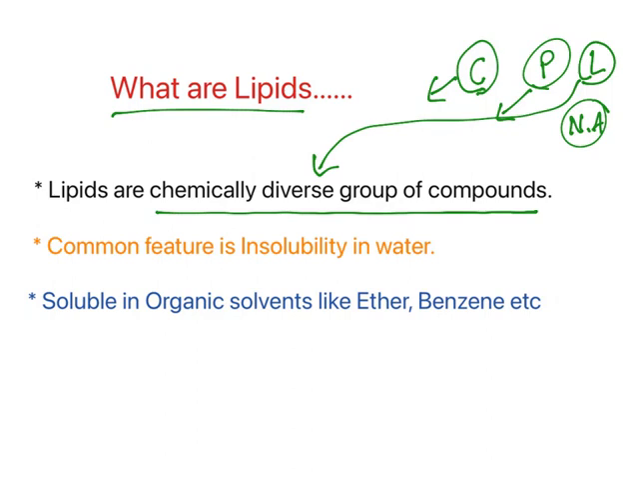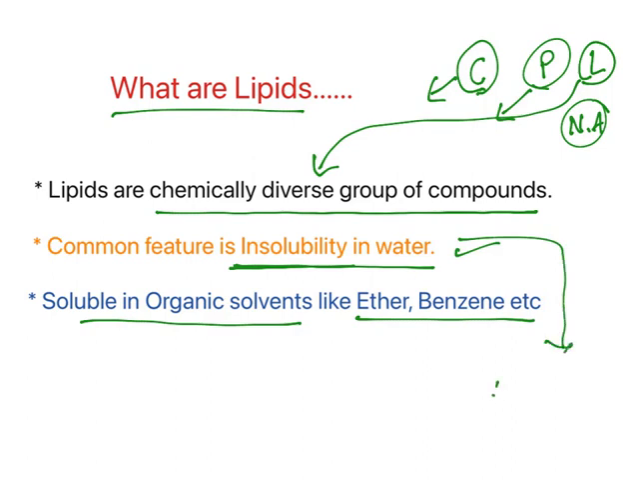So the definition is given with respect to their solubility. All of them are insoluble in water. This is the common feature. So they are diverse, they are insoluble in water, but they are soluble in organic solvents like ether, benzene, etc. Now solubility in water is because of polarity. Polarity means the ability to generate charge.